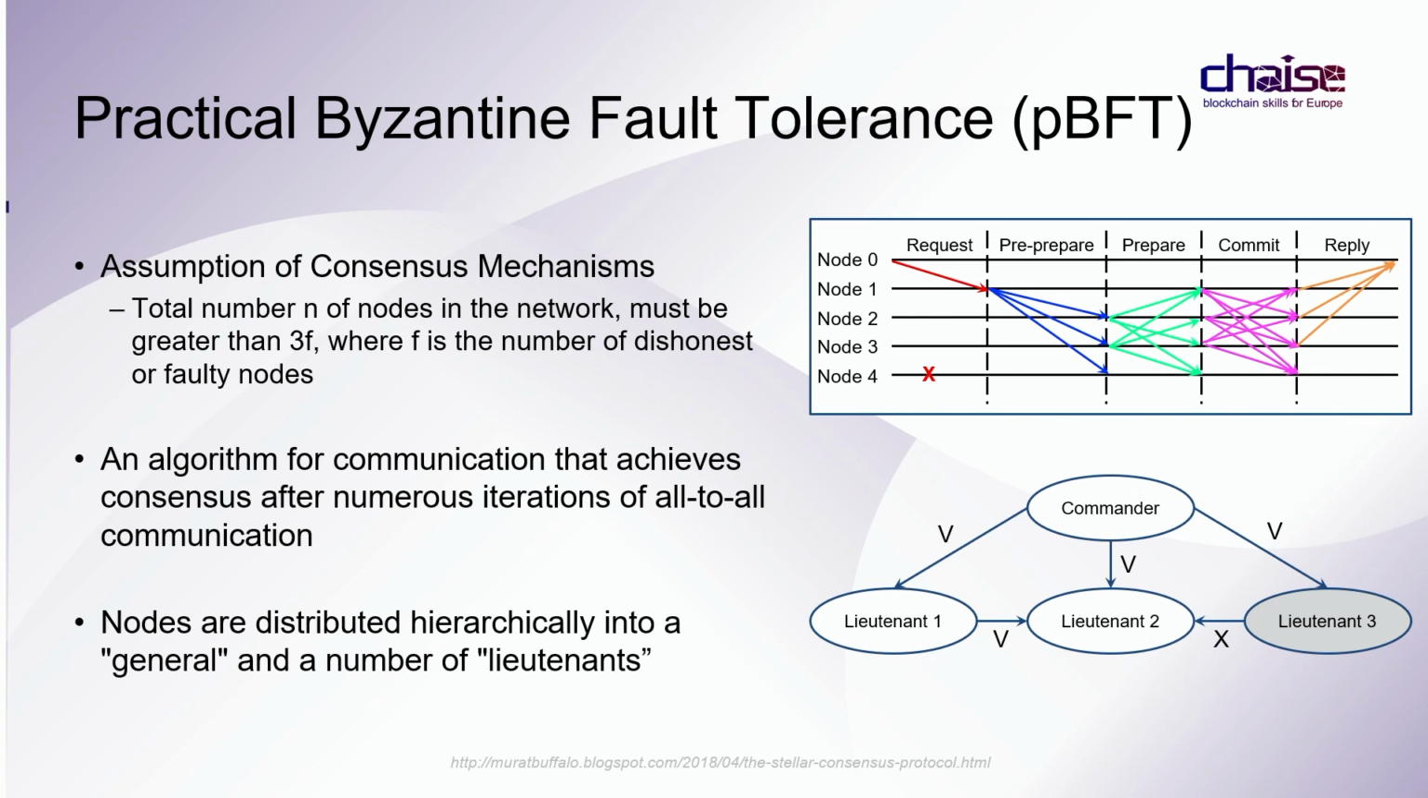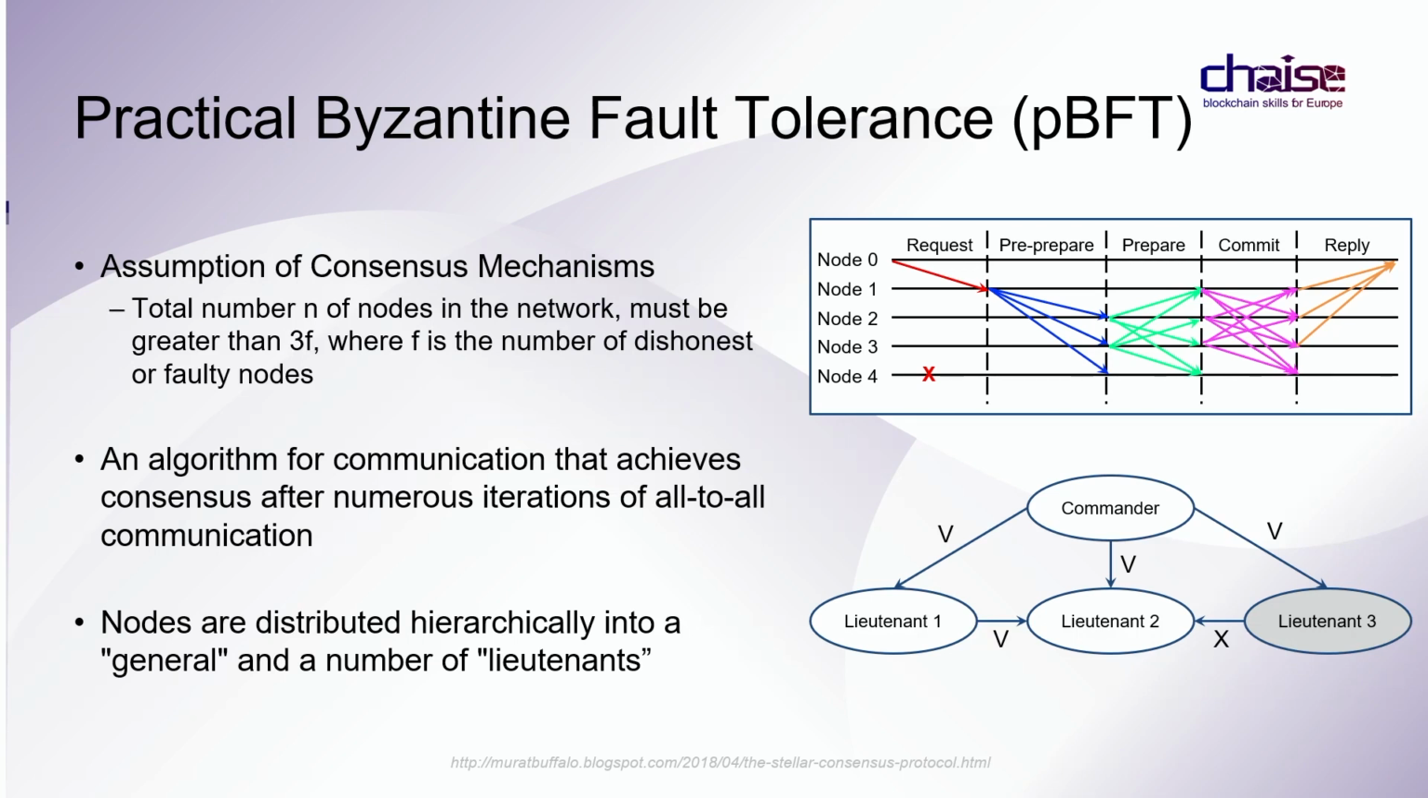The practical Byzantine fault tolerance mechanism ensures a practical Byzantine state machine replication for tolerating Byzantine nodes or failures. The most prominent assumption regarding practical BFT is that the total number of nodes in the network must be greater than 3F, where F is the number of dishonest or faulty nodes.